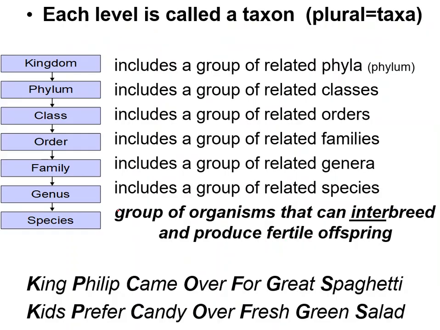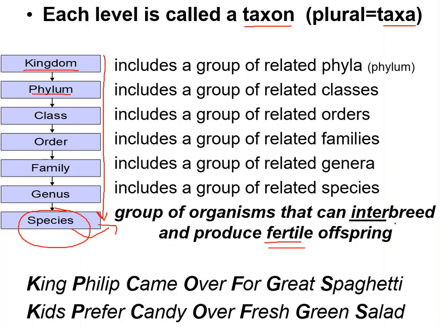Each level of this hierarchy is called a taxon, and the plural for that is taxa. So again, just as you progress down this grouping, you get more and more specific. So for instance, a kingdom includes a whole bunch of related phyla, a phylum includes a whole bunch of related classes, and so on and so on and so on. Remember, by the time you get down to the species level, a species is a group of organisms that can interbreed and produce fertile offspring.